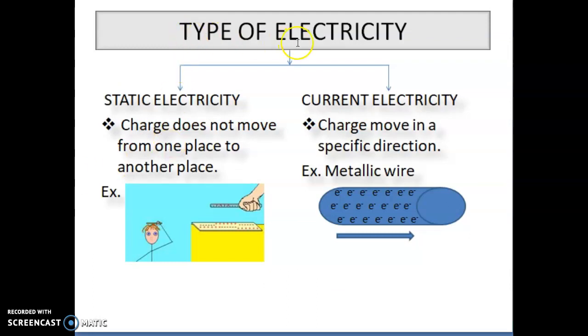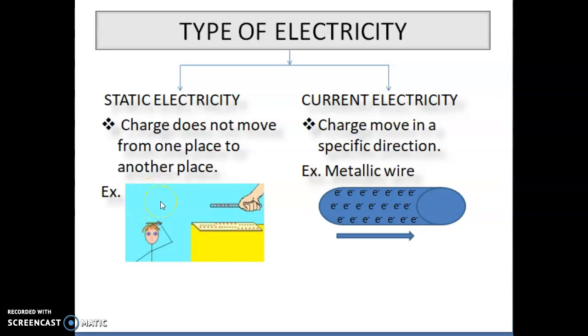Next we will see the types of electricity. Electricity can be divided into two types. One is static electricity, and the second is current electricity. In static electricity, the electric charge remains at rest. The charge does not move from one place to another place. Here you can see the example. See this diagram.